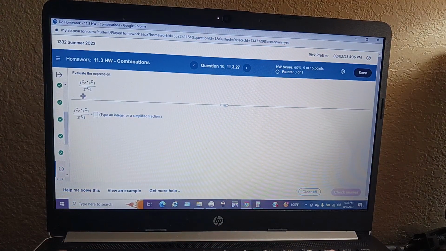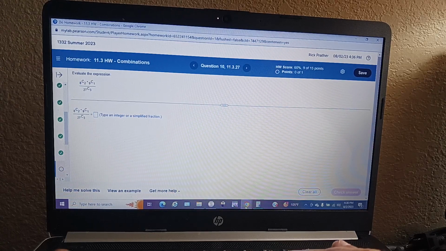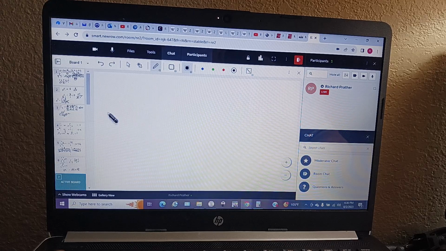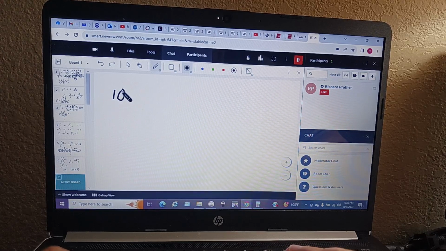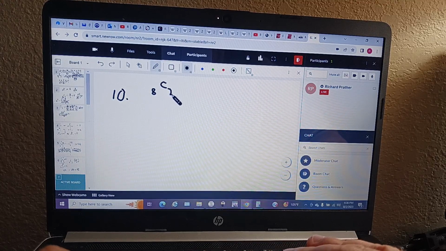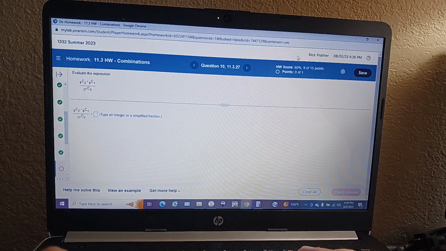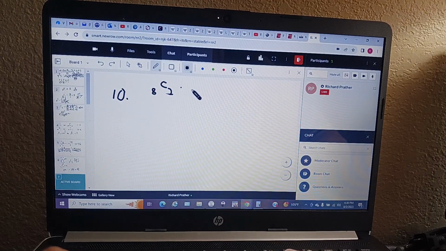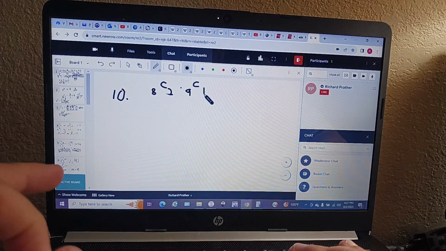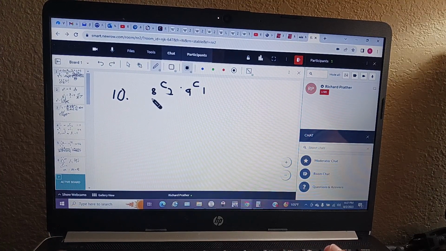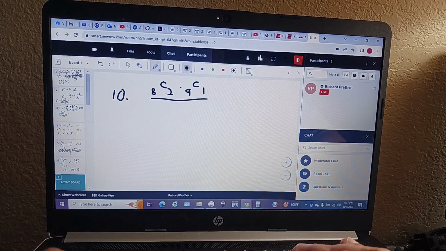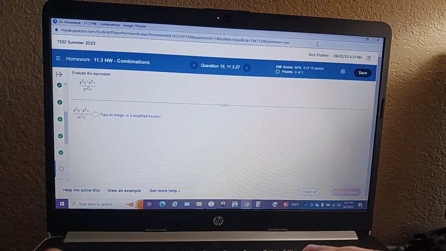Okay, now they've got 3 combinations, 2 of them multiplied together and 1 divided. There's an 8 combination 2. This is number 10. 8 combination 2 times 9 combination 1. And there's a shortcut for that one. If it ends with a 0, a 1, or the same as the front number, there's a shortcut for it. And then it's divided by 27 combination 3.